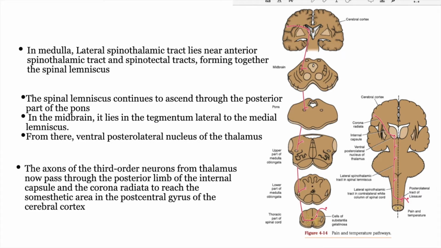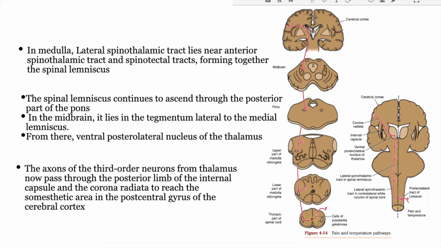In the medulla, the lateral spinothalamic tract lies near the anterior spinothalamic tract and the spinotectal tracts, and together they form the spinal lemniscus. The spinal lemniscus continues to ascend through the posterior part of the pons, and in the midbrain it lies in the tegmentum, lateral to the medial lemniscus. From there it goes to the ventral posterolateral nucleus of the thalamus.